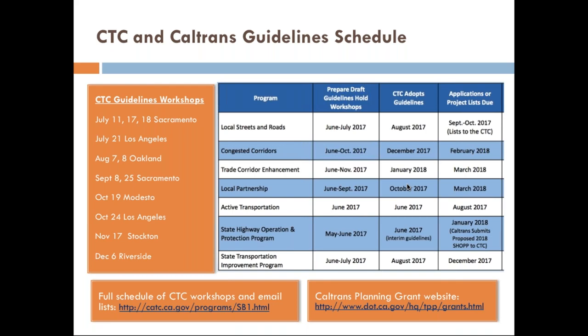The other link is to the Caltrans website where they have information about the planning grant program that Carrie talked about and that Caltrans is developing guidelines for. Those links have way more information, but I tried to summarize some of the key dates here. On the left are all of the workshop dates for all of these different program guidelines that are currently scheduled. It's possible that they may add more workshops if necessary for some of these programs, but these are the dates now and the locations of those workshops.